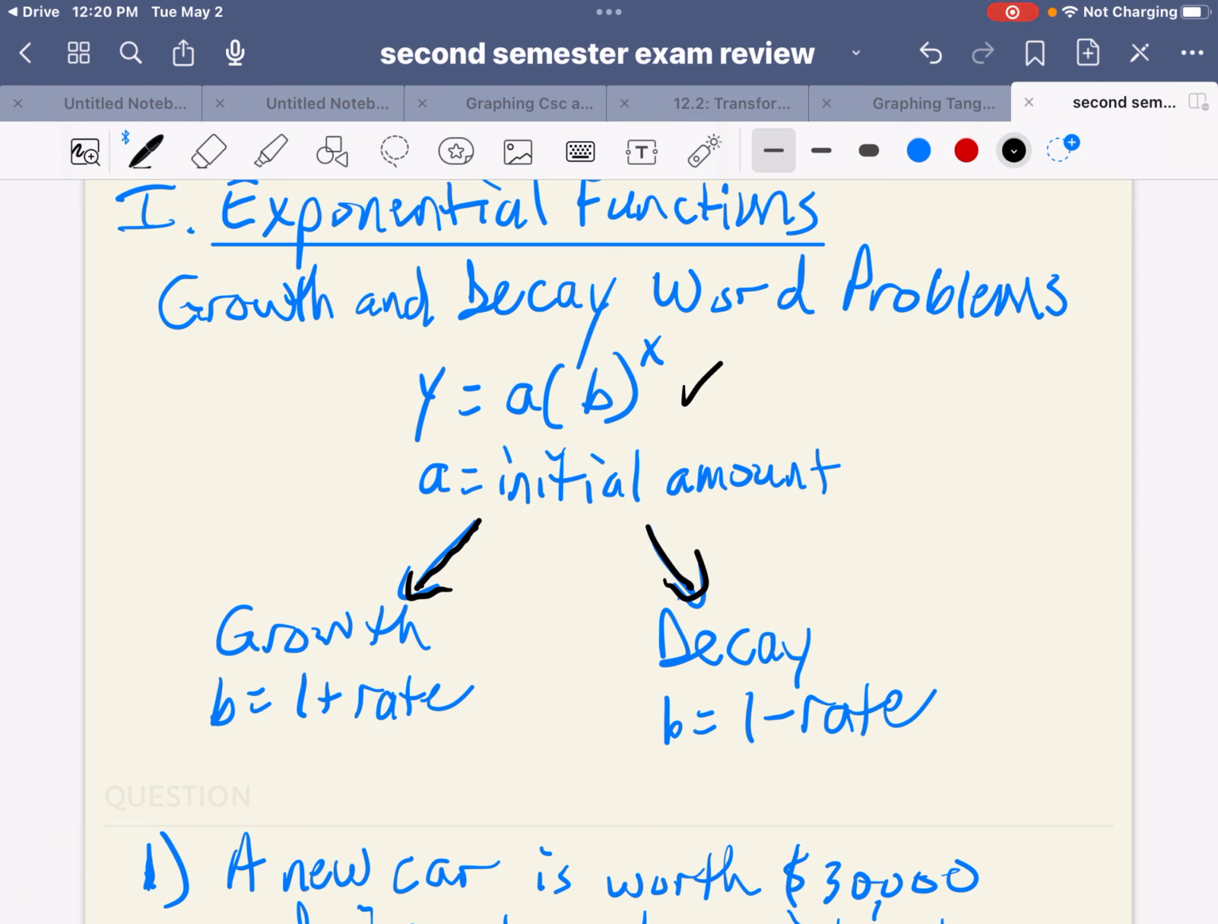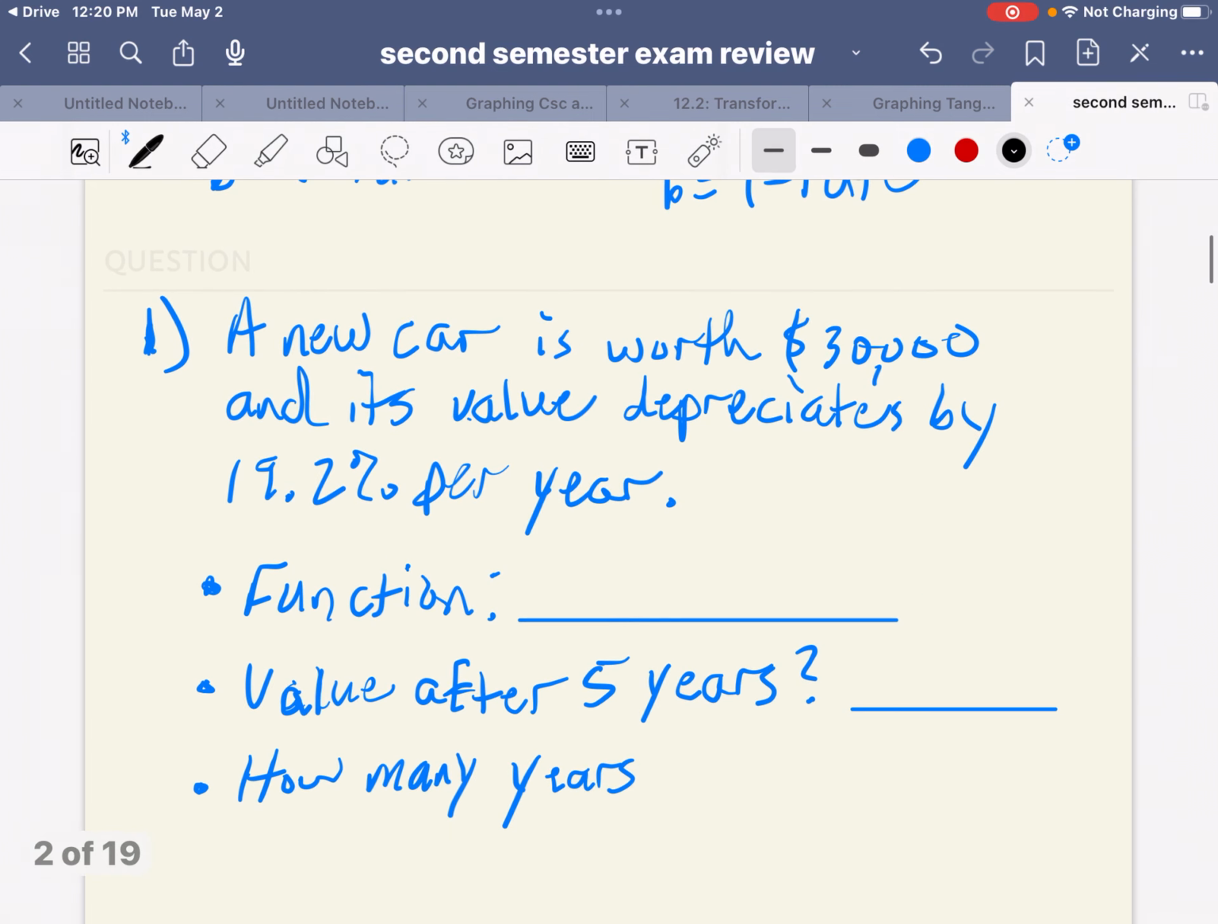If it's an exponential growth word problem, b is equal to 1 plus the rate of growth. If it's an exponential decay word problem, b is equal to 1 minus the rate of growth. So, an example problem should bring this back to you. A new car is worth $30,000 and its value depreciates by 19.2% per year. Depreciates means decay. So, its initial value is $30,000, so that's A.